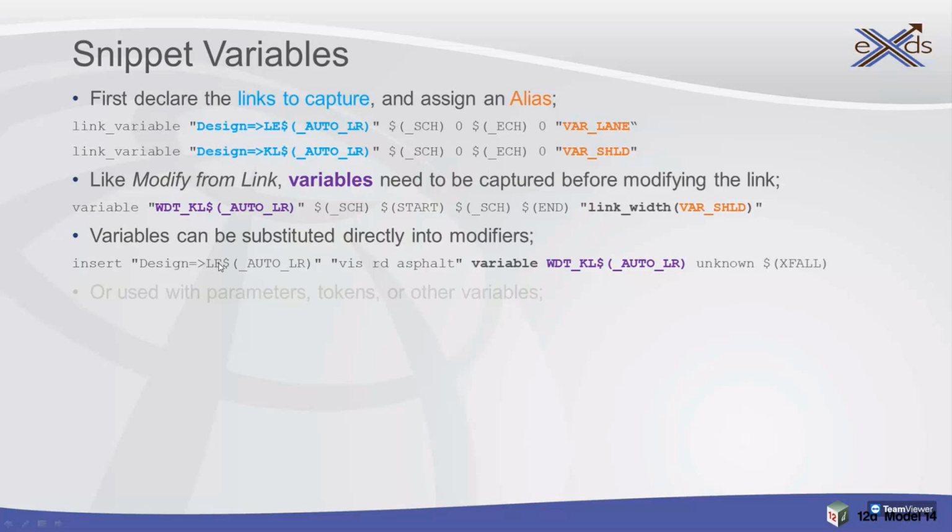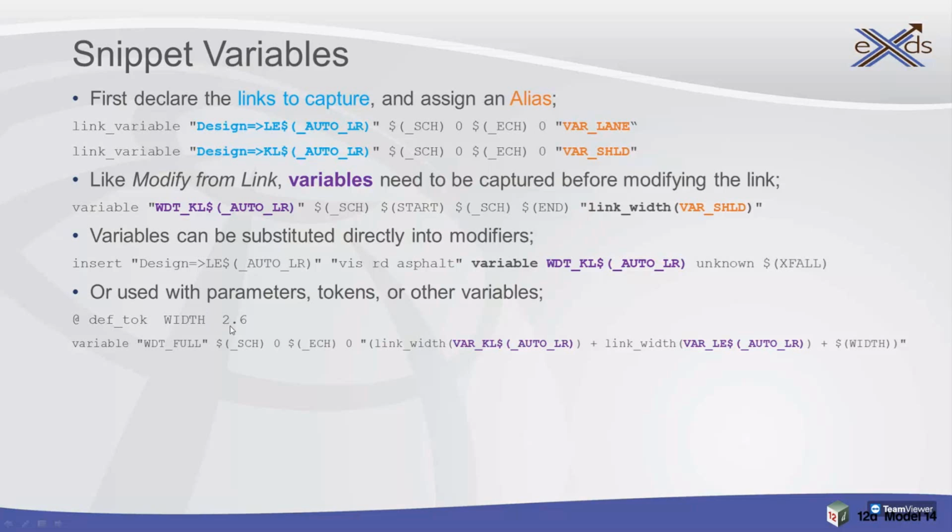Or you can use them with other things. So you can actually, again, do a bit of formulas and basic math when capturing them. So I can define a token here with a width, the value of 2.6. I can create a new variable, width full, and I can actually add all this together. So I can get the width of the curb lip, I can get the width of the edge line, and I can add on that token that I've created there.